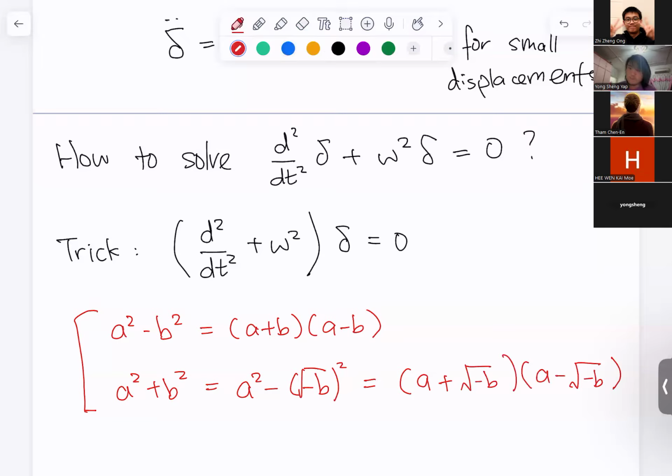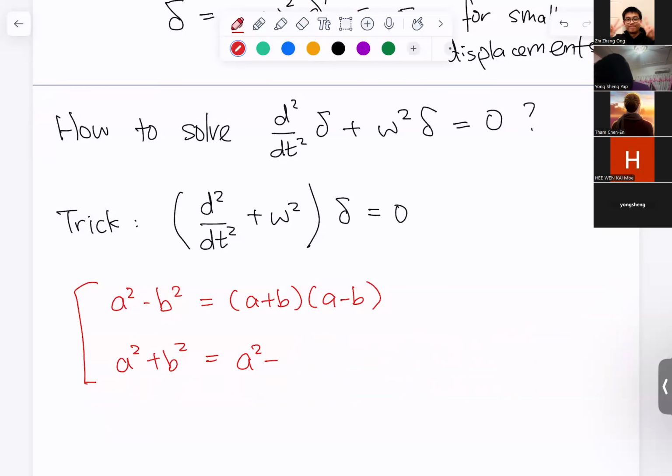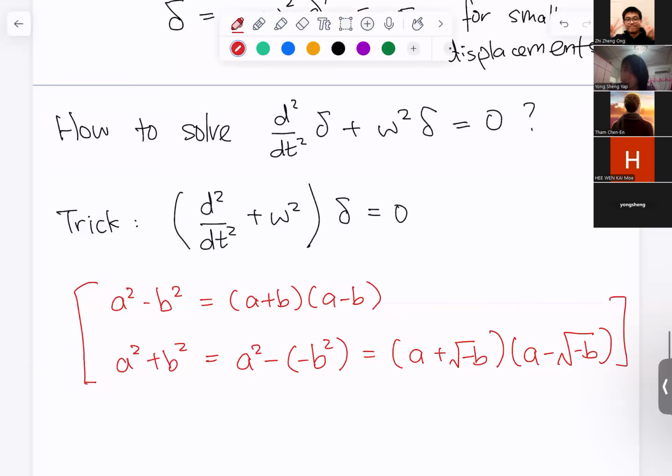Okay. All right. So this is what you remember from high school. Sorry, what did I write wrong? Okay, let's rewrite this. This is a squared minus negative b squared. And then this is equal to a plus square root of minus b, a minus square root of minus b. Yes. Okay, this is right.